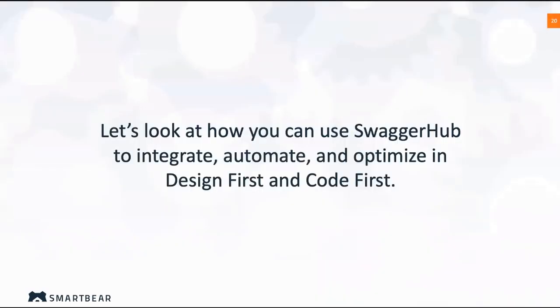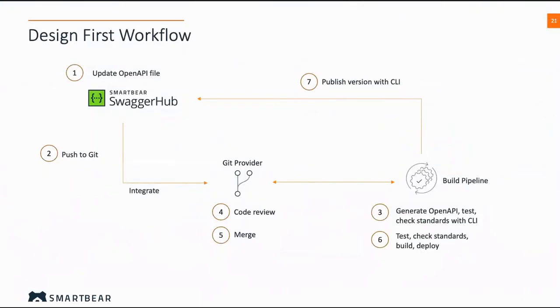So I want to take a really quick look at what we'll be doing in the demo and how SwaggerHub fits into this design first, code first approach. One is, this is design first. This is kind of the workflow of pushing out into the development phase and then pushing things back into SwaggerHub. You start with an OpenAPI file, you make some updates. Step 2 would be use the Git integrations within SwaggerHub to push that into your Git provider. Maybe it's GitHub or Bitbucket.